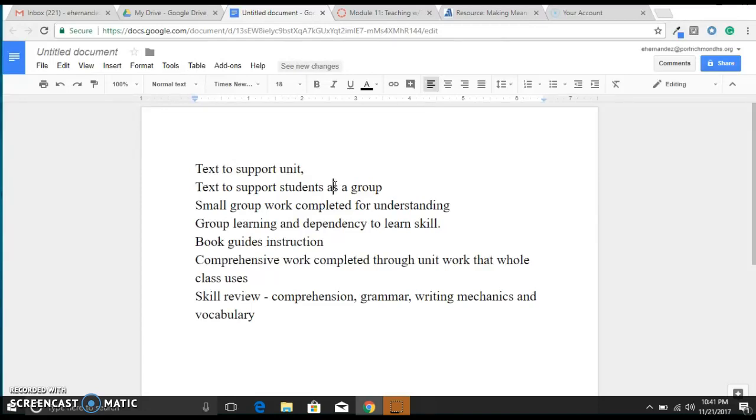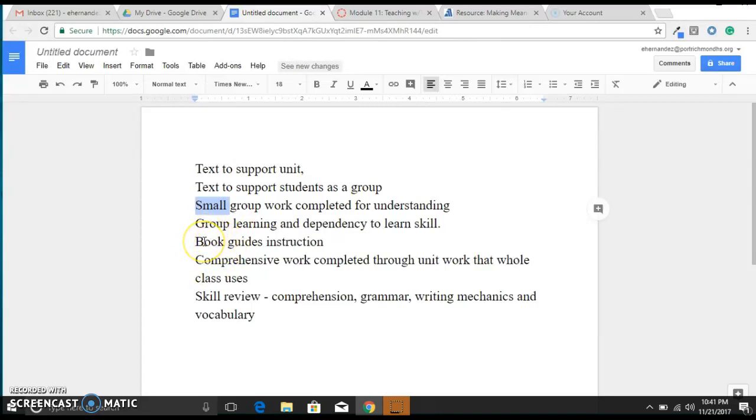Another thing that this chapter talks about is small group work, which would be considered the exploring portion of the 5 stages when it comes to the reading process. So small group work can certainly be considered the exploring process that's being done within the classroom for understanding, for comprehension.